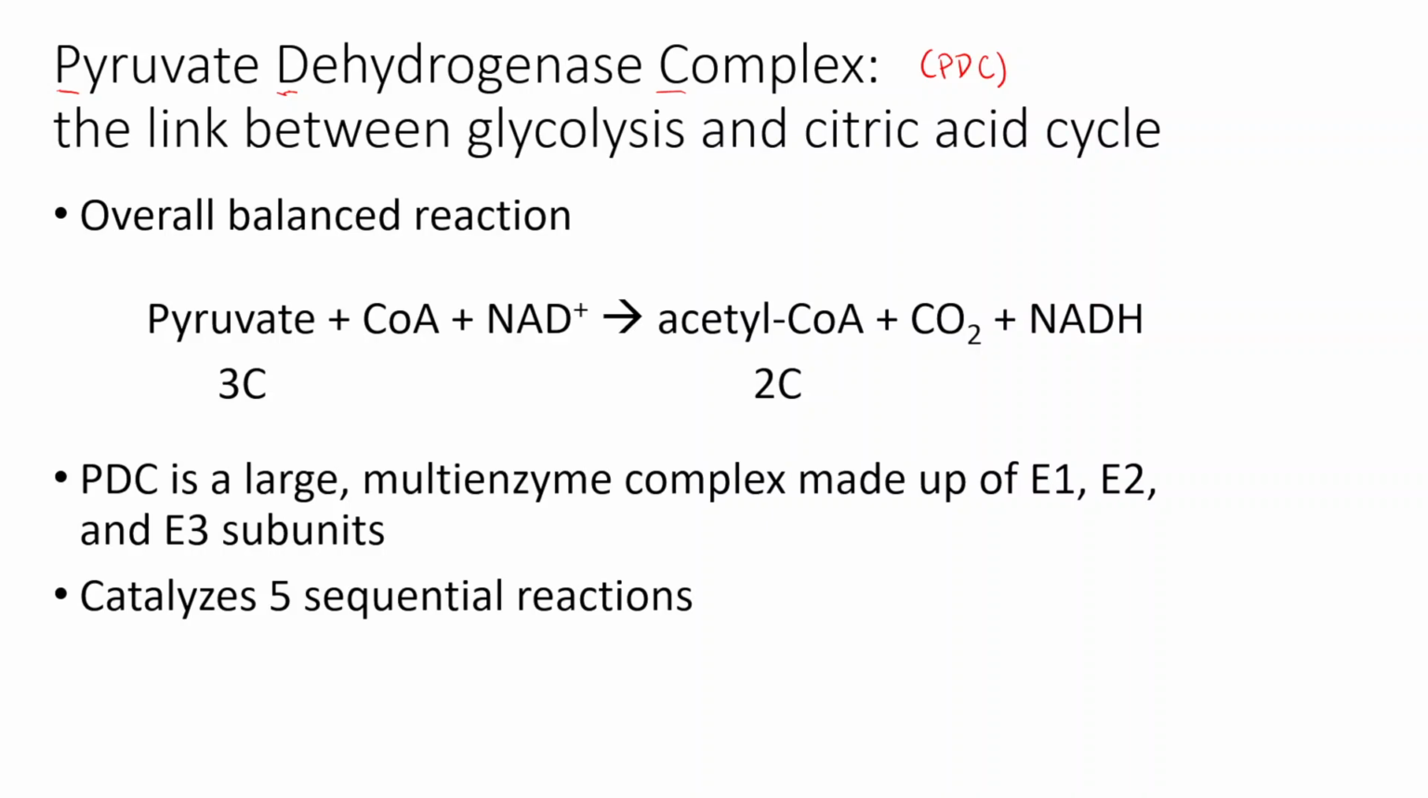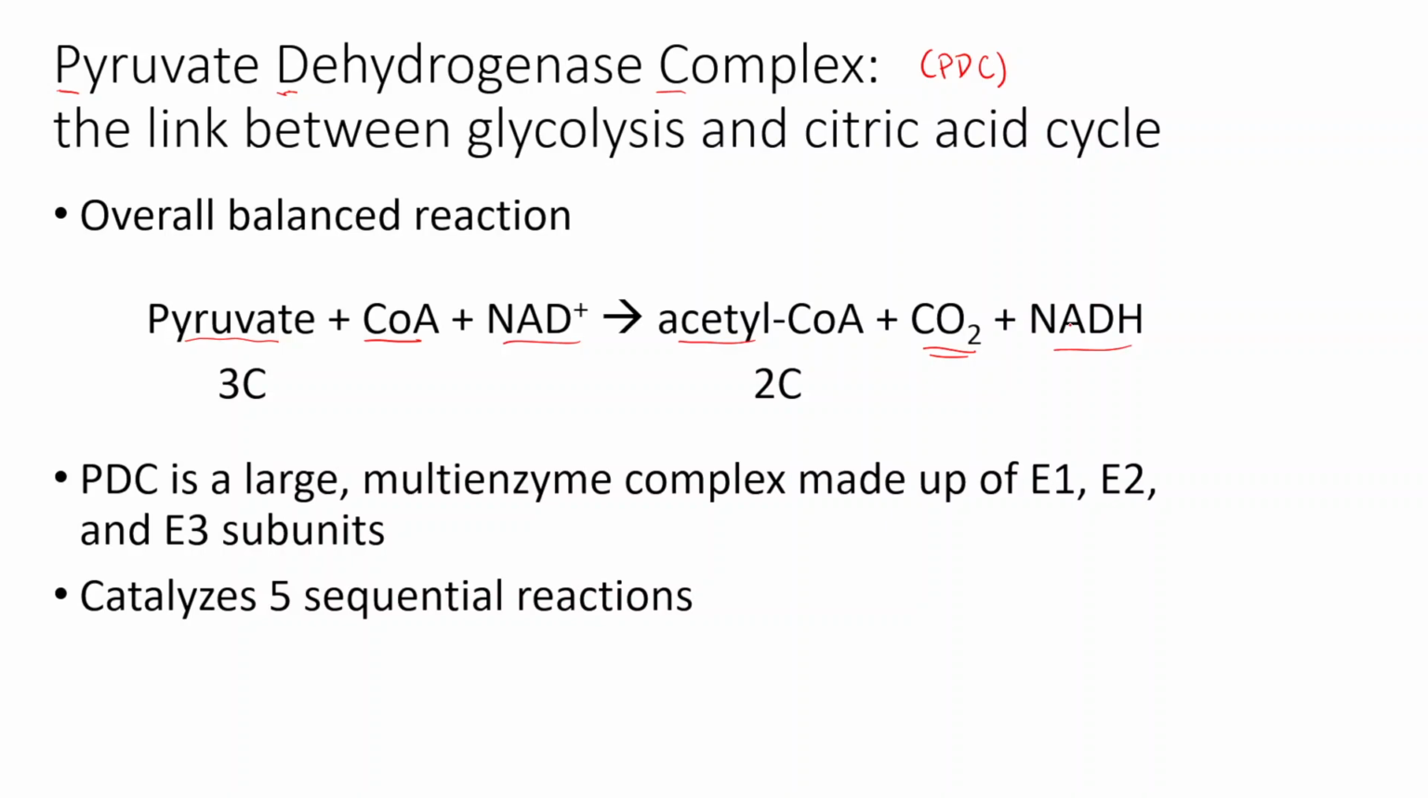The pyruvate dehydrogenase complex, like I just mentioned, is the link between glycolysis and the citric acid cycle. In this overall balanced reaction, we have pyruvate, our last product of glycolysis, which has 3 carbons, being converted into acetyl-CoA, where the acetyl group now has 2 carbons. During the process, pyruvate is losing 1 carbon as a carbon dioxide molecule. The other 2 carbons attach to a coenzyme A to become acetyl-CoA. We also have the reduction of 1 NAD plus molecule into NADH.